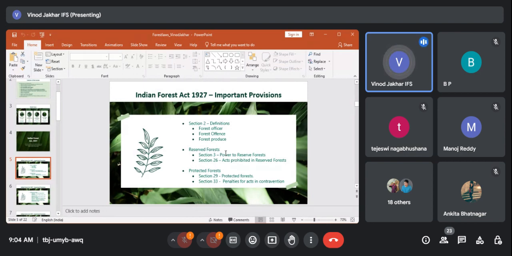Then the officer determines the nature of the rights, and then they will give either compensation or some mechanism for those rights. They will first inquire whether they are valid rights, then the nature and extent of the rights, and whether those rights can be given. The other sections are not very important. The important sections are, first, who can declare a forest as a reserve forest, and secondly, what are the things that are prohibited in a reserve forest.